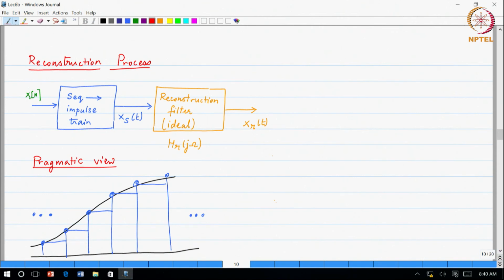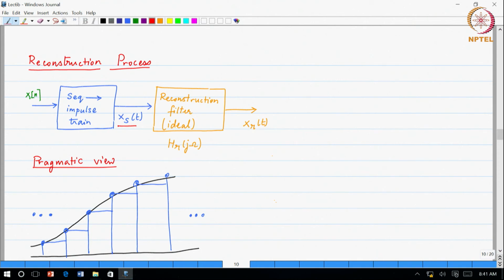Okay, so we said that the process of reconstruction, conversion from D to C, requires us to convert the samples x of n, which are just a sequence of numbers, into an impulse train of Dirac deltas, where the height of each impulse is scaled by x of n. That would give you x_s of t, and then you pass it through an ideal reconstruction filter, which we talked about.